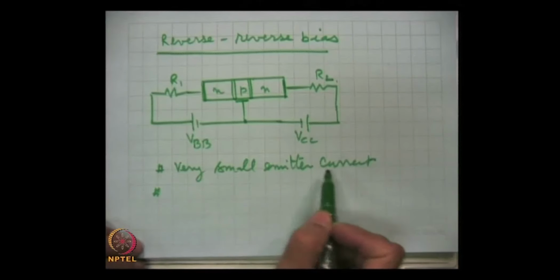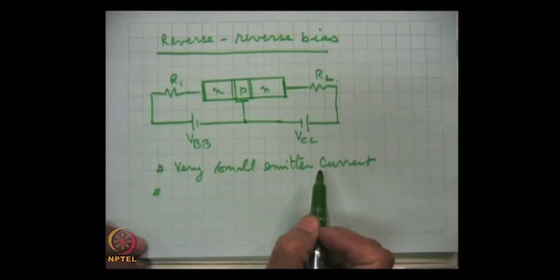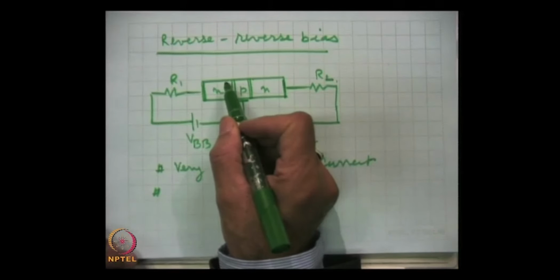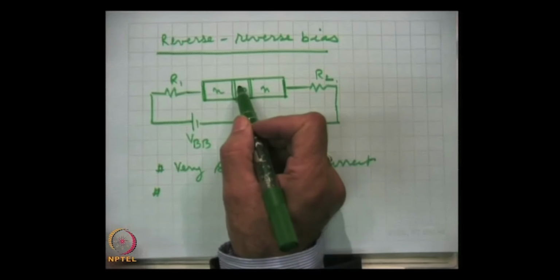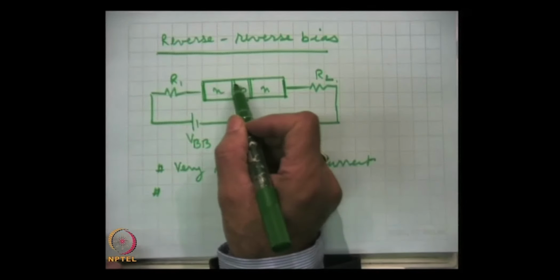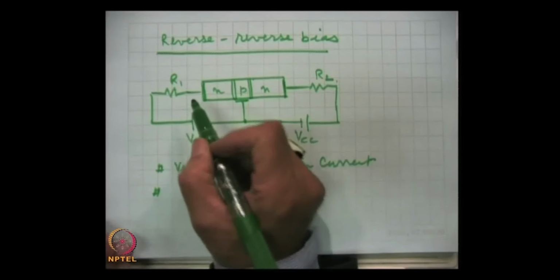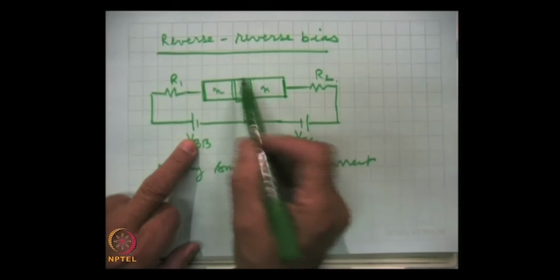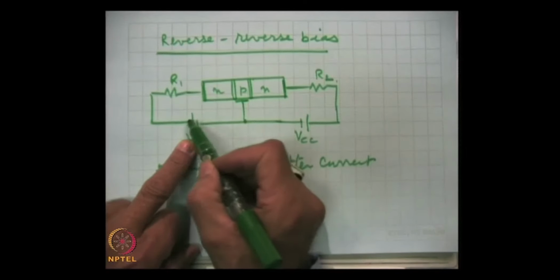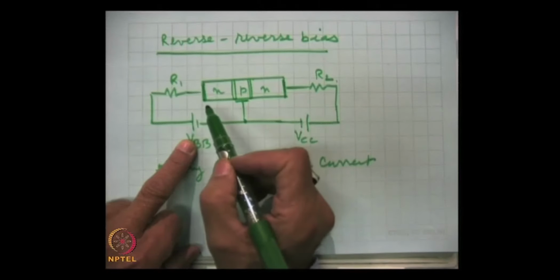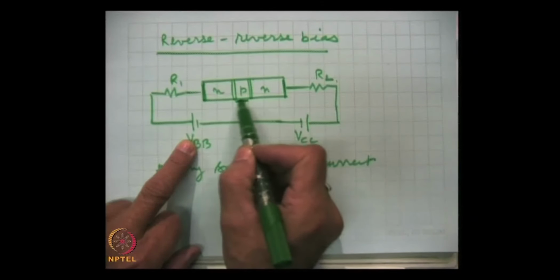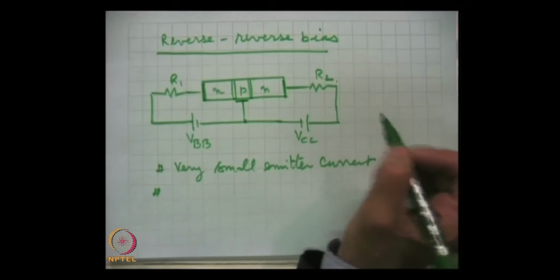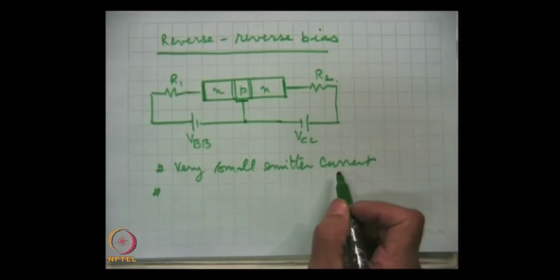which will be because of the thermally generated minority carriers, that means holes in the n side and electrons which are in minority on the p side. They both will drift with the applied field. This is positive, so the electrons will be dragged towards this electrode, and they will constitute the current. So, a very small emitter current.